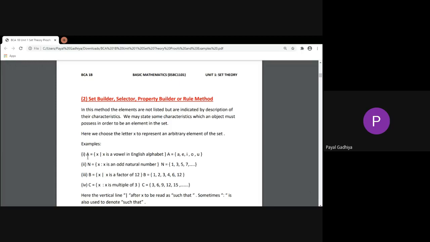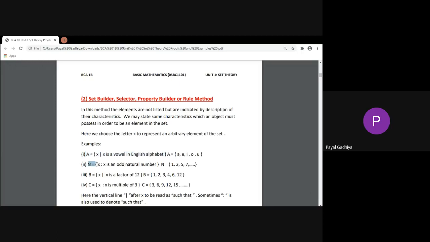No, we are not going to do this. We are giving definition, like we are giving characteristic. We may state some characteristics which an object must possess in order to be an element of a set. So to be a part of that set, that element should satisfy the condition, and we will write that only. So this highlighted is the representation of set. Representation means all those x where x is a vowel in English alphabet. So this representation we can call as set builder, selector, or property builder method. So there are two types of methods, one which contains elements, another which contains characteristic of a set.